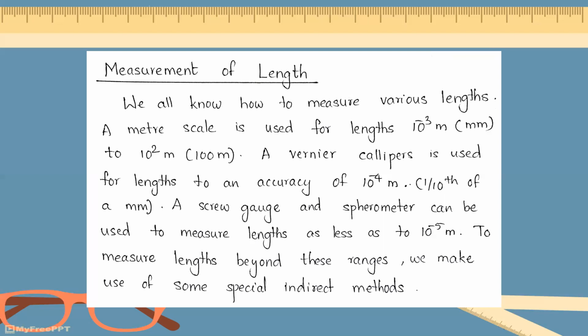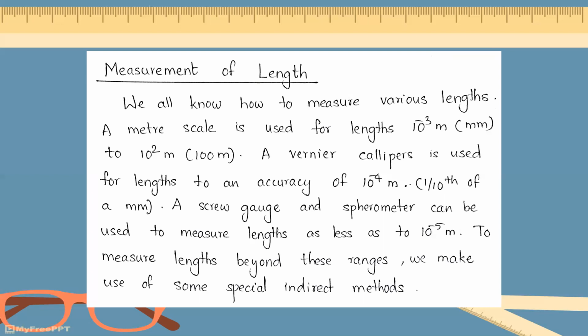And if it is too small a length, we can use a small scale and measure the length. The normal scale which we use in our geometry box measures up to 1 millimeter. What if the length is less than a millimeter? If you want to measure length less than a millimeter, what should we do? Which apparatus do we have to take? For that, we have different types of measuring instruments.